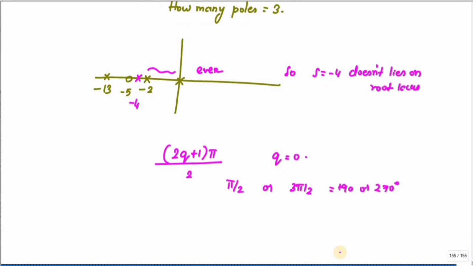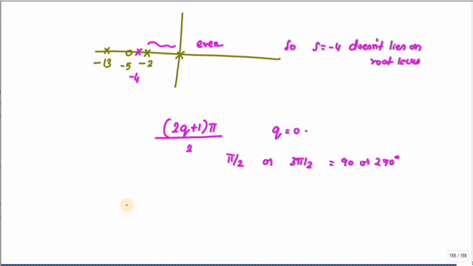Okay, so to find the asymptotes: here the number of poles is 3 and the number of zeros is 1. So 3 minus 1 is 2. So q ranges over 0 and 1.